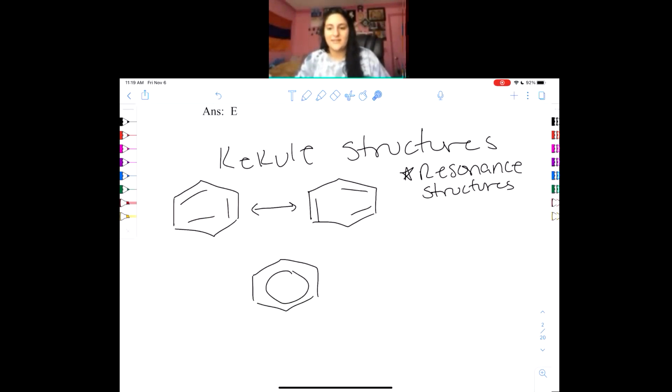And someone exactly said it's because the hybrid structure would be the true structure. So this would be the hybrid of these two resonance structures, and it will be the most correct. So that's the only way that old chapters really come back.